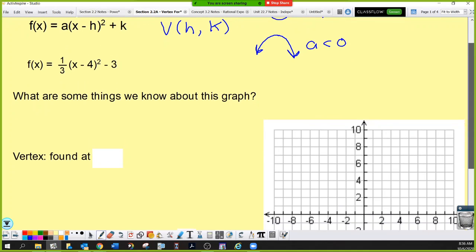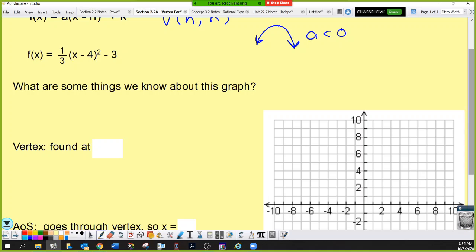So for this first example, 1/3 and then x minus 4 squared minus 3. Just looking at it, what are some things that we know? We know its vertex. Can I get a volunteer to tell me the coordinates of its vertex? Wow. Okay. Let's remember, it's what number makes the inside equal 0, comma, the number to the far right. So Sam, what number makes the inside equal 0? It's 4. Yes, thank you. 4 makes the inside equal 0.